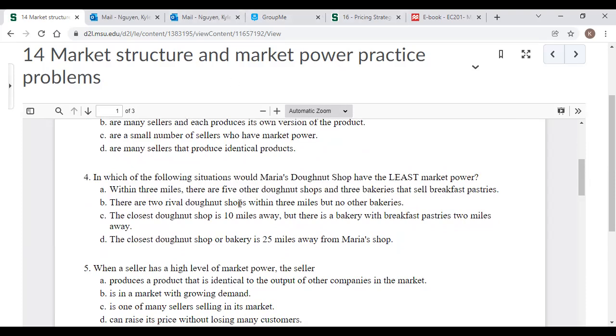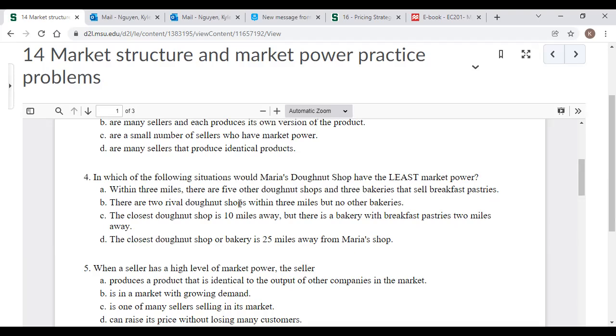Alrighty, moving on. In which of the following situations would Maria's donut shop have the least market power? Remember, market power is determined by how many competitors you have and how unique your product is. So let's look at each of these. A: Within 3 miles, there are 5 other donut shops and 3 bakeries that sell breakfast pastries. This is actually the right answer, and let's think about it.